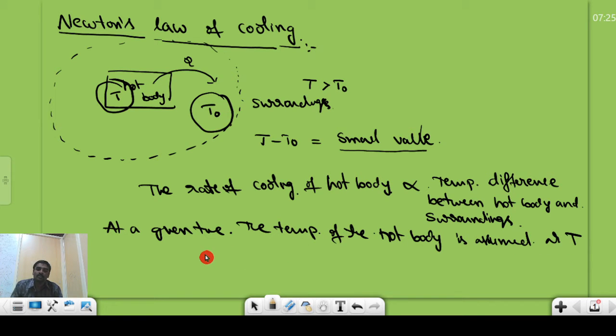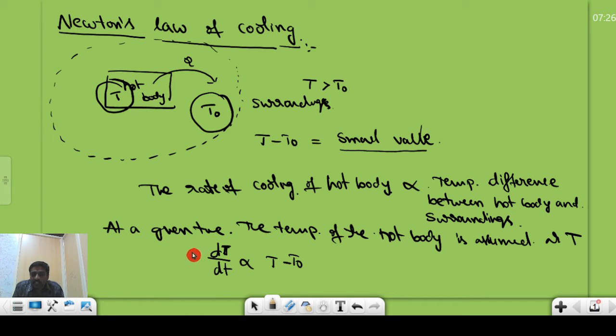So then we are assuming that the temperature of the hot body is capital T at a particular time. Then the rate of cooling of the hot body is directly proportional to the temperature difference between the hot body and the surrounding. That means it is cooling down. That means the rate of cooling, the variation of the temperature, d theta by dt, is directly proportional to the temperature difference of the hot body and cold body, T minus T naught.